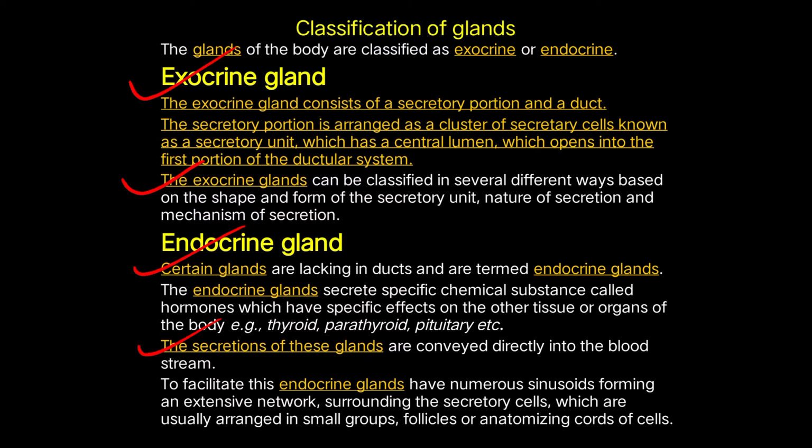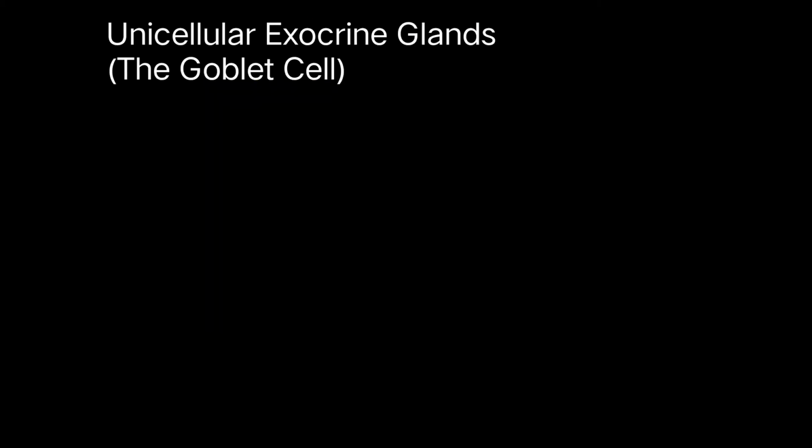Sinusoid means a leaky vessel in the tissue. Leaky vessel means the cells in the wall are not adjacent, they are located at some distance, so that the product of secretion of the gland comes directly into the bloodstream without the help of a duct. Numerous sinusoids form an extensive network surrounding the secretory cells, which are usually arranged in small groups, follicles, and anastomosing cords of cells. So we will see it also in detail.